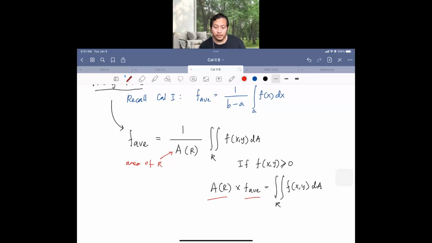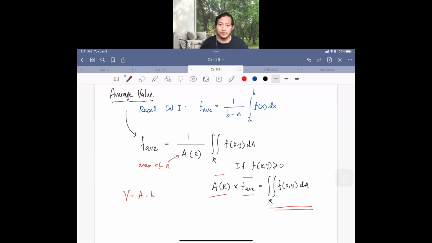This pretty much describes volume as area and then height. In terms of the average, over the whole rectangle, if you multiply the average by the area of the rectangle, you will get the same result as the double integral, which is the volume as well. I hope you get the idea from this average value.